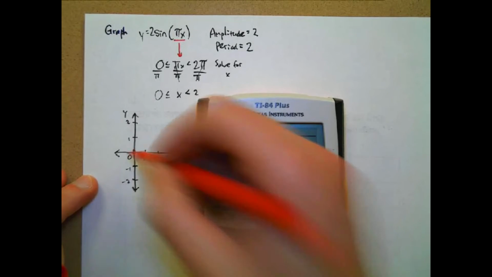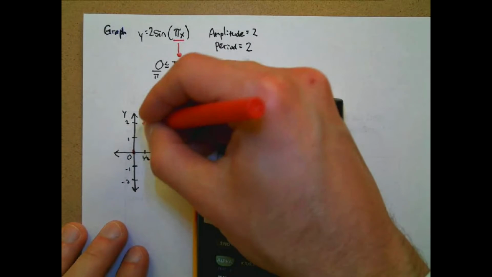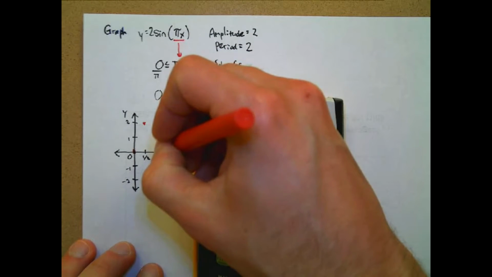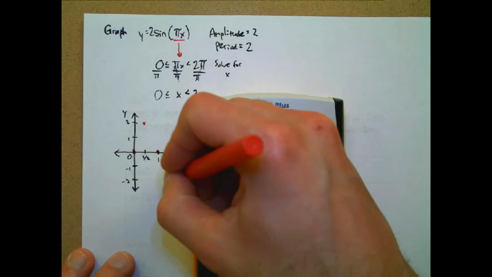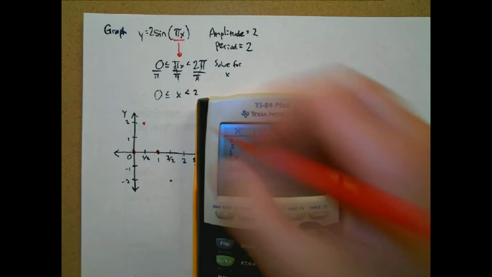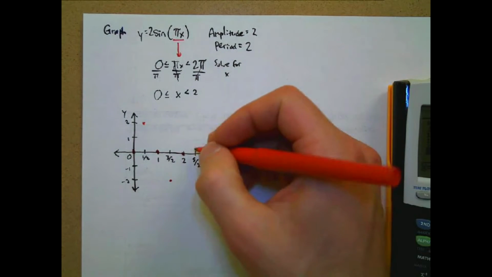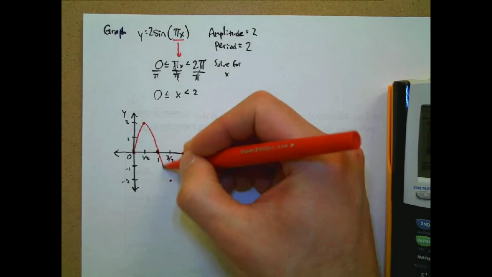Okay, and 0.5, 1/2, we're at 2. And then 1, we're at 0 again. And then 1.5, which is 3 halves, we're at -2. Okay, then at 2, we're back at 0 again. Okay, and then you can just see the pattern, right? Maybe you don't even need to type in your calculator because you just know how sine should look, and that's good.